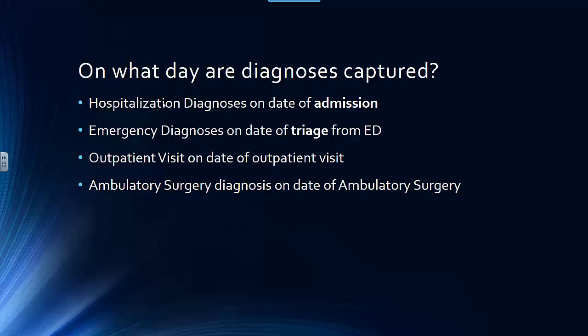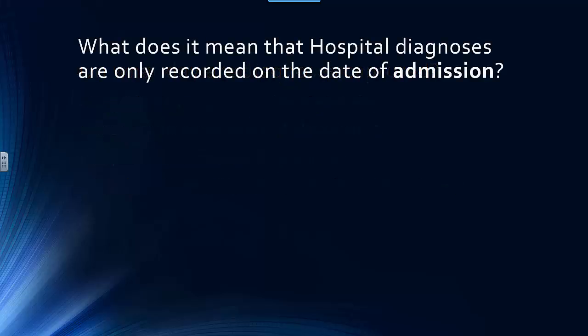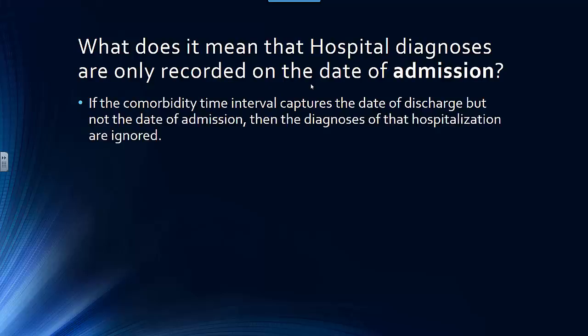This is quite important because if you have an interval that captures the date of discharge but not date of admission, then the diagnoses associated with that hospitalization are ignored. What does it mean that the hospital diagnoses are only recorded on the date of admission? If the comorbidity time interval captures the date of discharge of a hospitalization, but not the date of admission, then the diagnoses of that hospitalization are ignored.